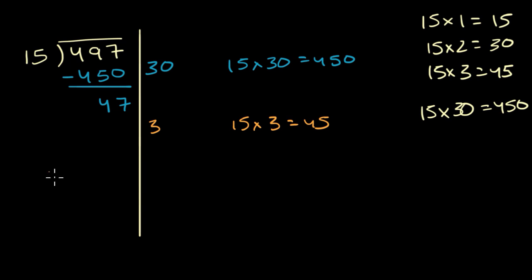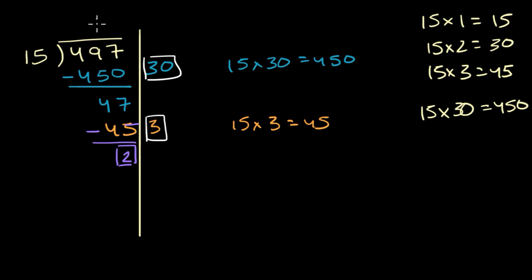So if we were to put 3 more 15s in there, we're going to get 45. And then what do we have left over? Well, 47 minus 45 is equal to 2. And we definitely can't fit any 15s into 2, so that's just going to be our remainder. So how many times does 15 go into 497? Well, first we went 30 times, and then we went 3 more times. So it goes a total of 30 plus 3 times, or 33 times.